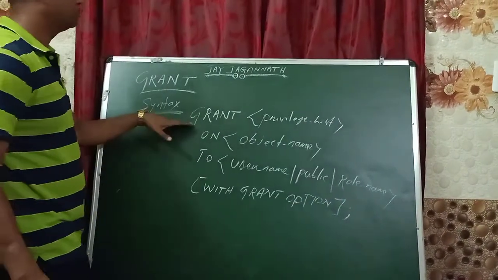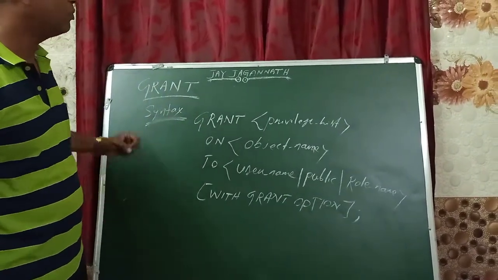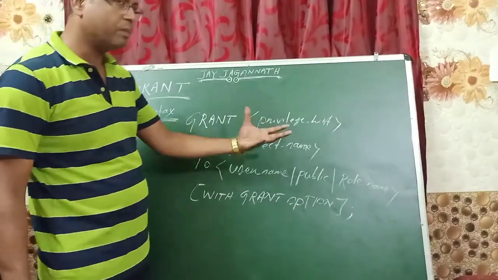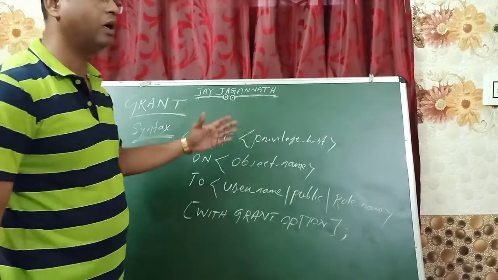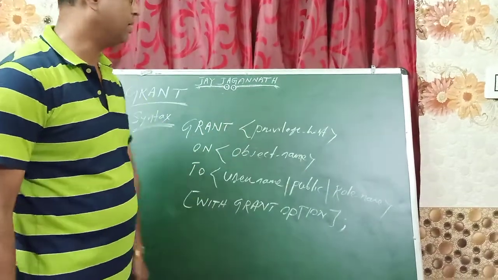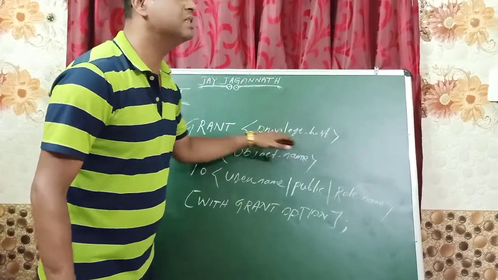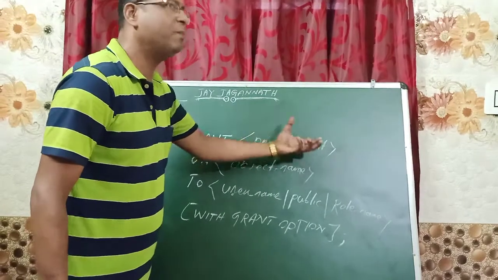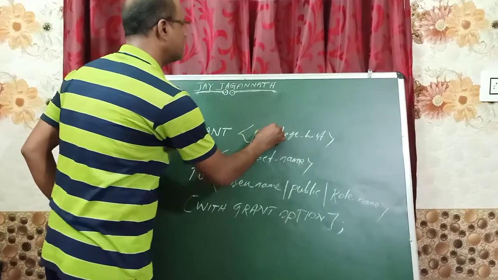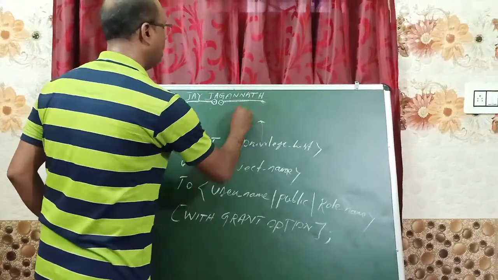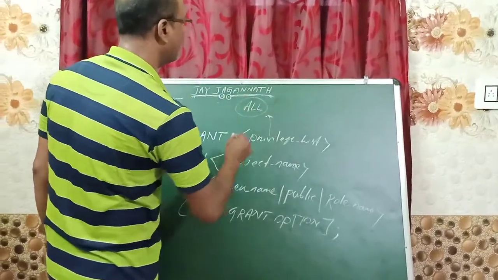Semicolon. A DBA can use this type of syntax to provide permission to do some operations on the table. What type of operation? Either DDL operation or DML operation. We can list out the privilege list, what type of permission should be provided to the user. That privilege list may be all, or individually we have to list it out.